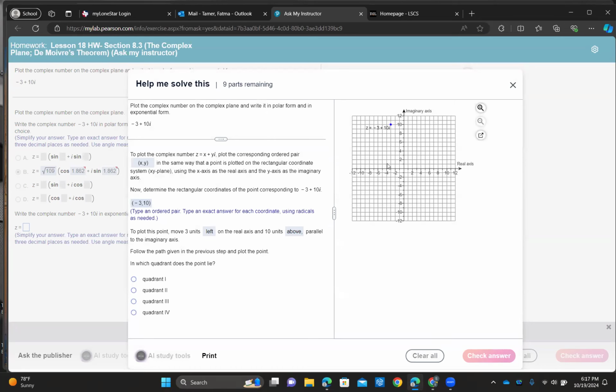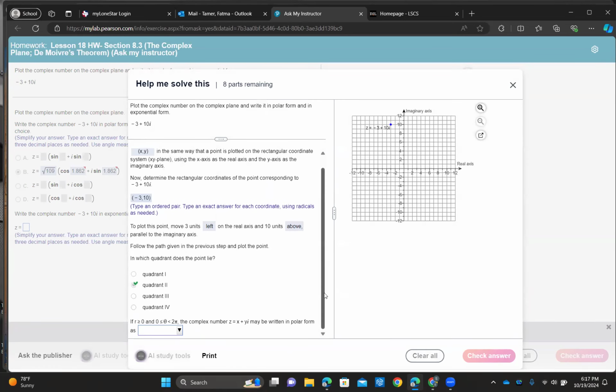Which quadrant does the point lie in? As you know, this is quadrant 1, this is quadrant 2, this is quadrant 3, this is quadrant 4. The one where I have the x value negative and the y value positive is in quadrant 2. So we're going to choose quadrant 2.